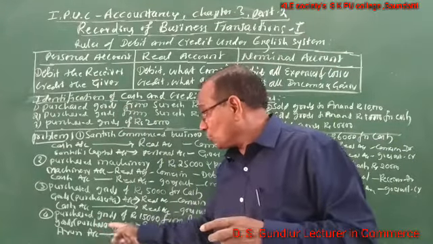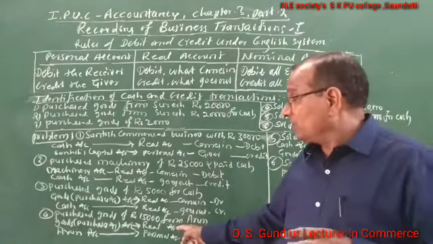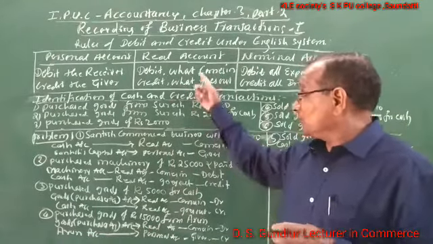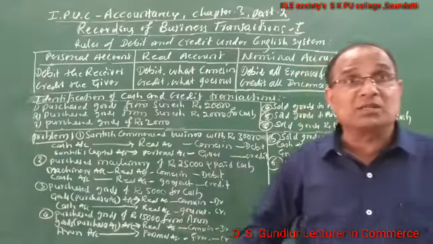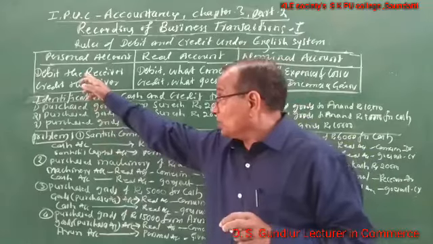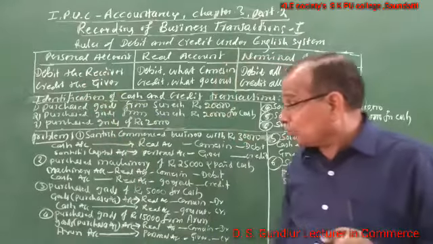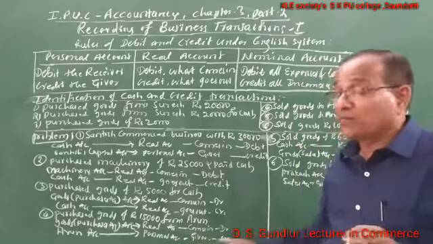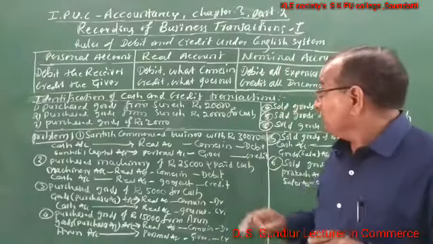Now, purchases account is a real account. Debit what comes in. Goods comes into business, therefore purchases account is to be debited. Arun account is a personal account. Is Arun the giver or receiver of goods? Arun is the giver of goods. Therefore, Arun account is to be credited.